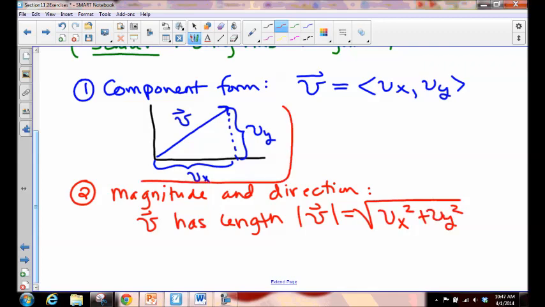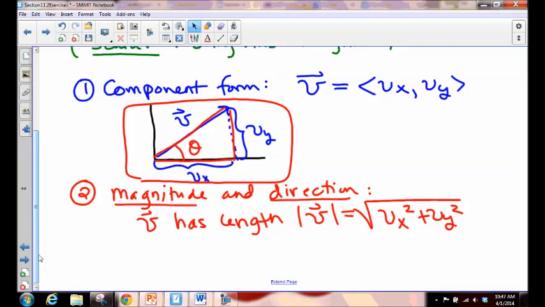And if you go back to our triangle up here, you can see using the Pythagorean theorem that the length of my vector v is going to be the square root of this leg of the triangle squared plus this leg of the triangle squared. And that gives us the magnitude, but the direction is going to be this angle theta here, which we measure with respect to the positive x-axis.